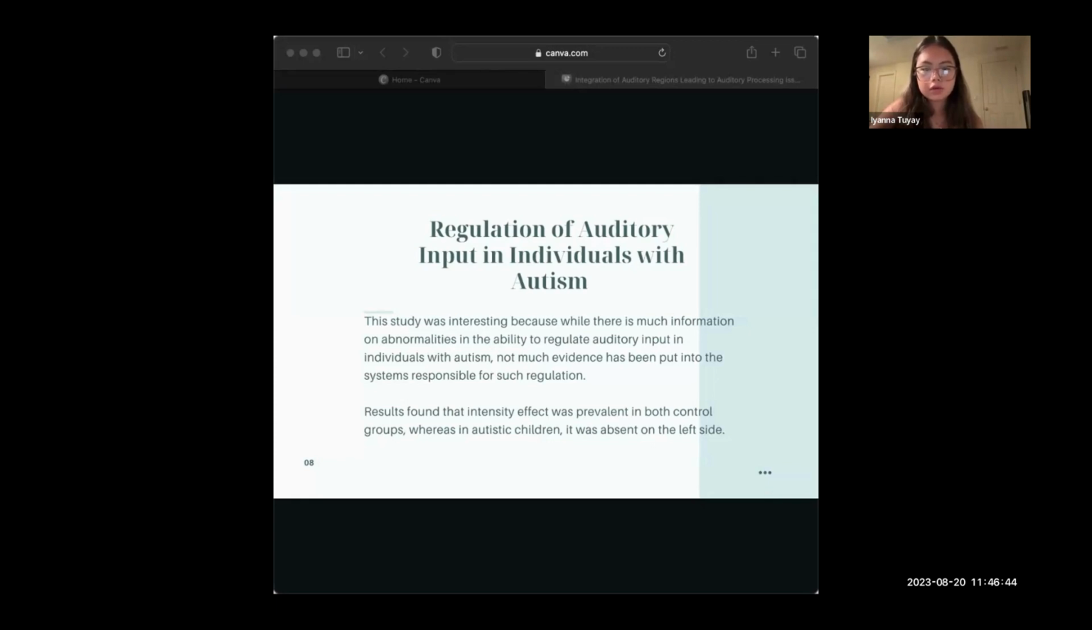they diagnosed them according to criteria defined in the Diagnostic and Statistical Manual of Mental Disorders, which was published by the American Psychiatric Association. Results found that intensity effect was prevalent in both control groups, whereas in children with autism, it was absent on the left side. And evidence in autistic children suggests dysfunction in brain areas involved with the Y-DNA generation.